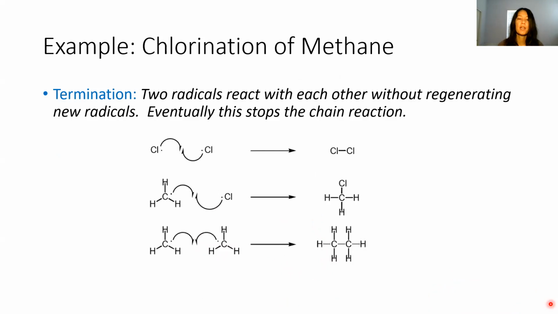The termination, the final step, is just any 2 radicals reacting together. That forms a bond, and it basically kills the reaction. It terminates it, stops the chain, because you now take out the radical species from the reaction mixture.